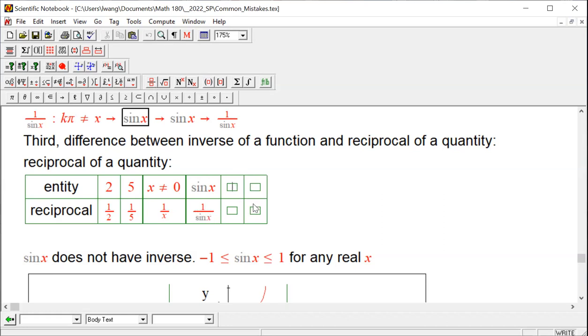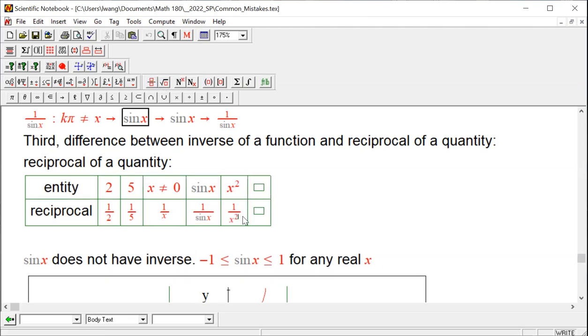You can create many different kinds of reciprocals. For example, you say x squared, and its reciprocal is 1 over x squared. They are reciprocals. So many examples could apply. Inverse function.